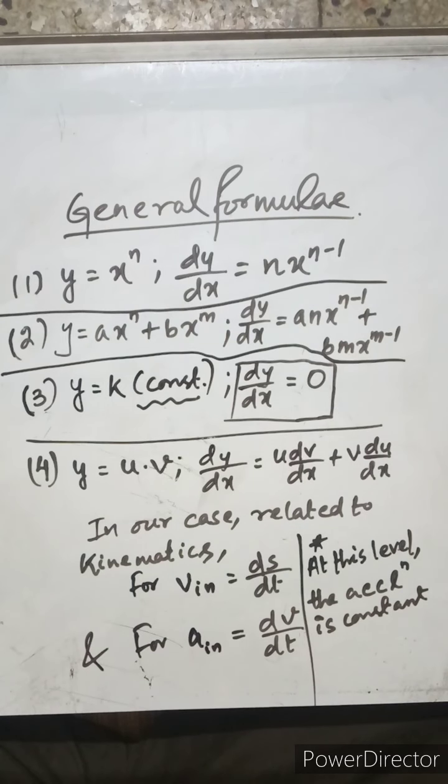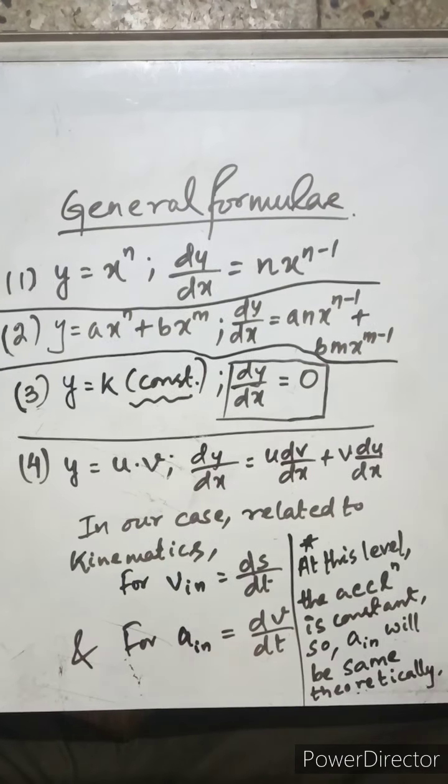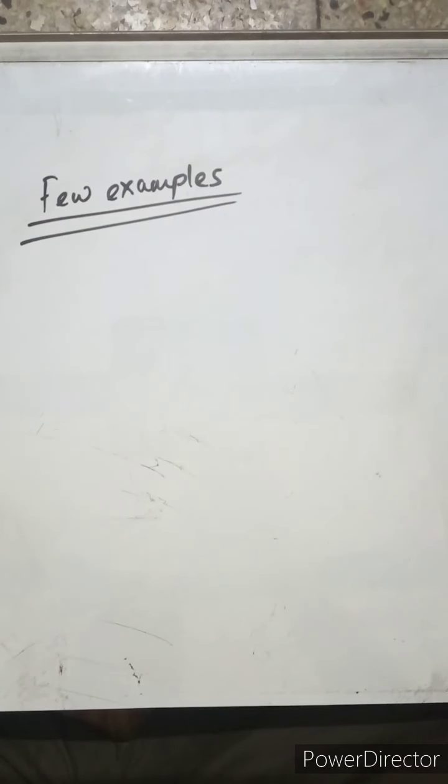So the general formulas, and at this level the acceleration, as I had said, always remains constant, but for problem's sake I think we can deal with different values of acceleration. So it will be the same, and therefore the instantaneous value will always be the same. Okay, now moving over to the next part, we can consider a few examples.